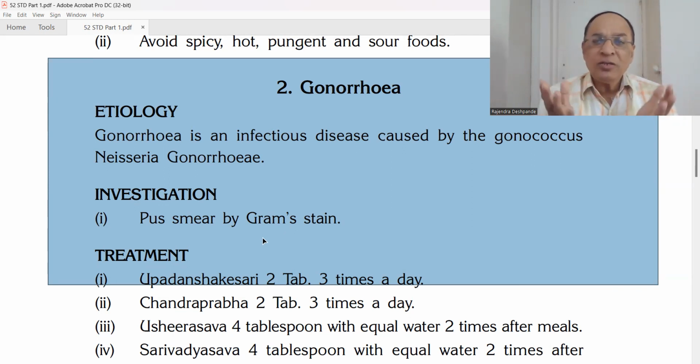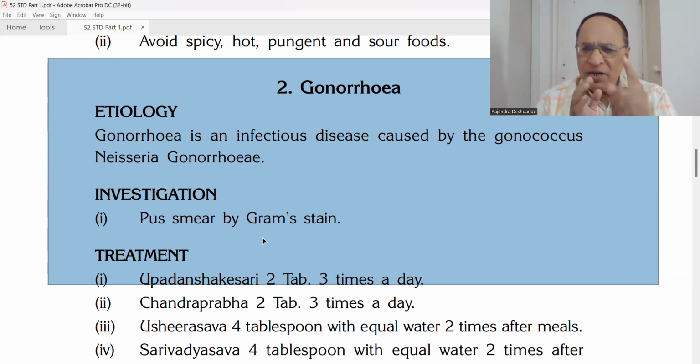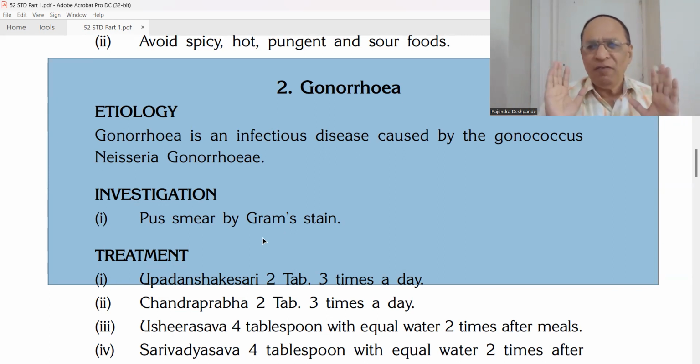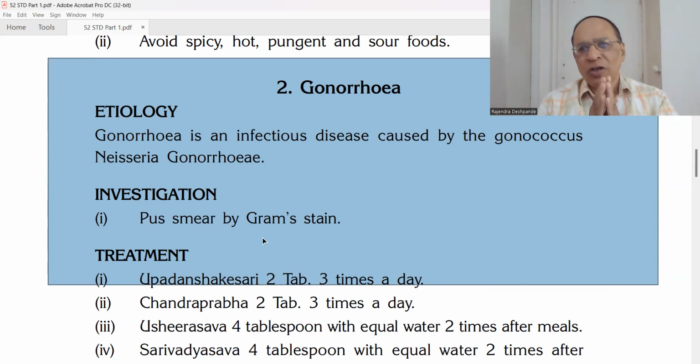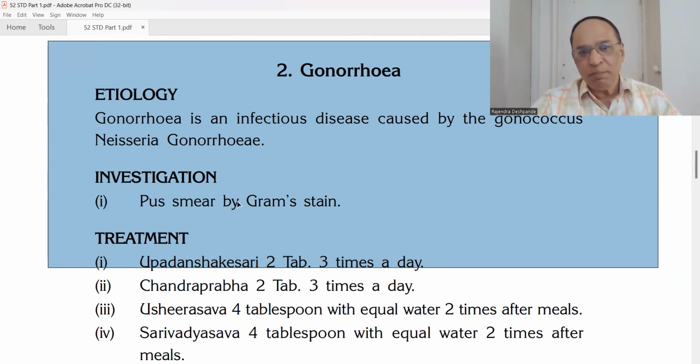Syphilis can be hidden because painless ulcer is there. But here, severe urethral pain will be there. Pus will be there. And all the undergarments will be spoiled. So he will definitely go to the doctor and take the proper treatment. But here you can do the smear to check the pus.